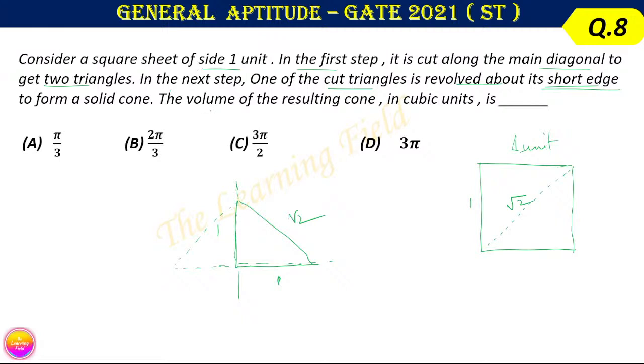Also it is given that the volume of the resulting cone, that means it is sure that the revolved solid is a cone, in cubic length. Therefore we have to find the volume of this cone. The formula for the volume of a cone is 1/3 pi r square h. Radius here is 1 unit, and height is also 1 unit for this triangle. So this is 1/3 pi into 1 square into 1, that means pi by 3 is the answer. This is a very easy 2 marks question. So option A is the correct option.